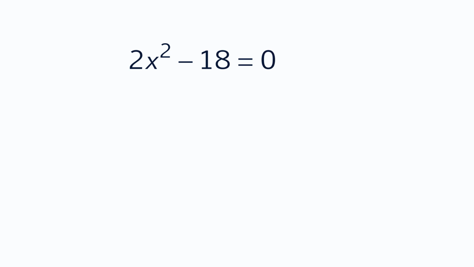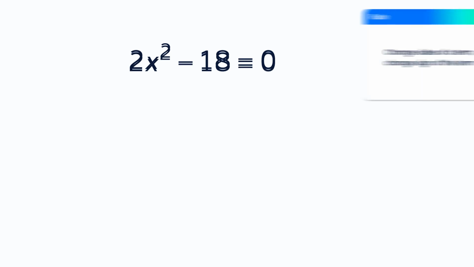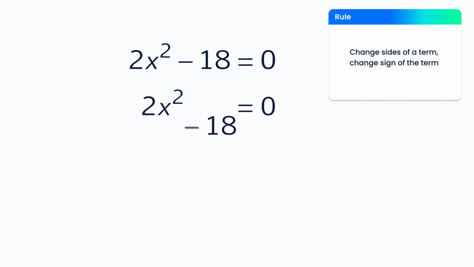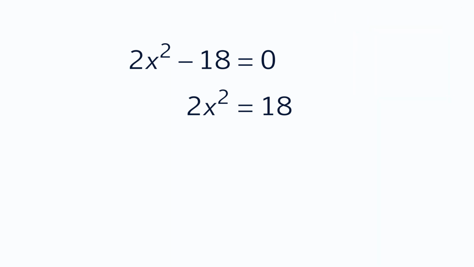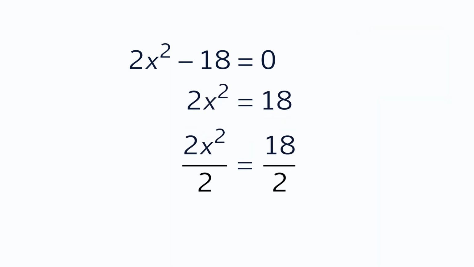Again, you start by isolating x squared. You can first move the constant term by using the change sides, change sign rule. You get 2x squared equals 18. Now you need to get rid of the factor 2 on the left-hand side. You do that by dividing by 2 on both sides of the equation. You get 2x squared over 2 equals 18 over 2. On the left-hand side, the 2's cancel out. On the right-hand side, you have 18 over 2, which is 9.